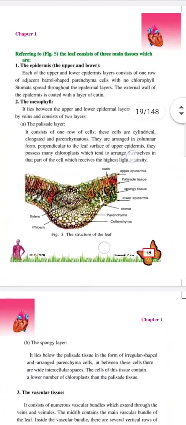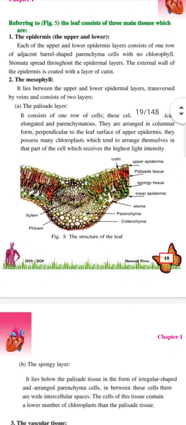Part number 2, mesophyll tissue. Mesophyll tissue consists of two layers, the palisade layer and the spongy layer. The palisade layer lies below the upper epidermis and consists of one row of elongated cylindrical parenchyma cells arranged in columnar form. The palisade layer contains many chloroplasts. They are arranged at the upper part of these cells.